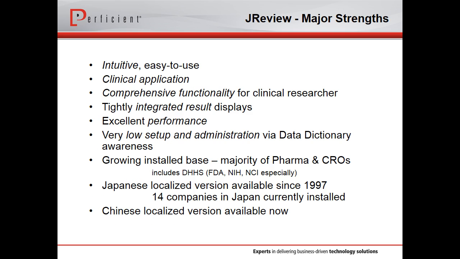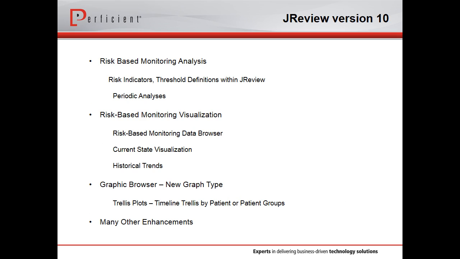As a result, we try to focus on the product being easy to use, intuitive, and as I mentioned, we really make sure that it's comprehensive in functionality. That's based on so many people, the majority of pharma and CROs around the world, using the product and having a lot of great ideas, and we keep adding them to the product. That's how the product keeps growing. Based on those new ideas, we come out with a major new release about once a year. And of course, there are a Japanese and now a Chinese version available for JReview.